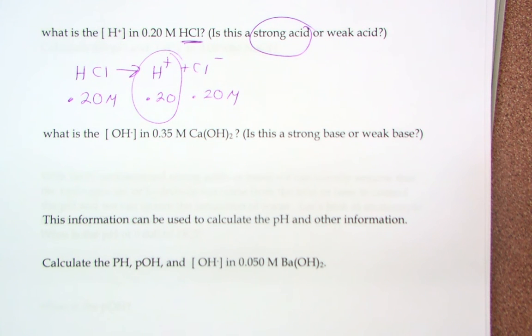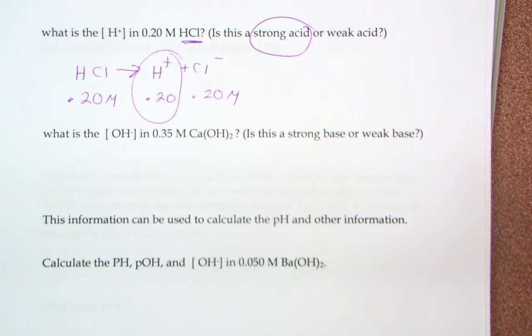What is the hydroxide ion concentration in 0.35 molar calcium hydroxide? First of all, you have to ask yourself, what is it? It's a base. What kind of base? Weak or strong? Strong. And how do you know that? Because it contains hydroxide. That's the definition of a strong base. It contains hydroxide. There is a chart about solubility.